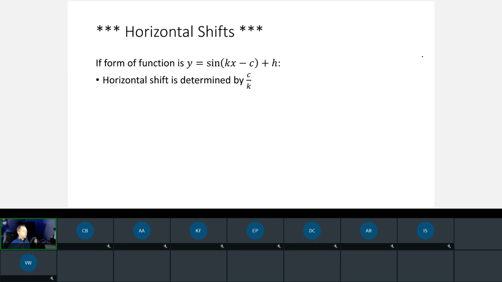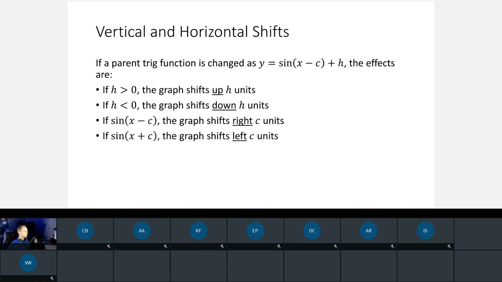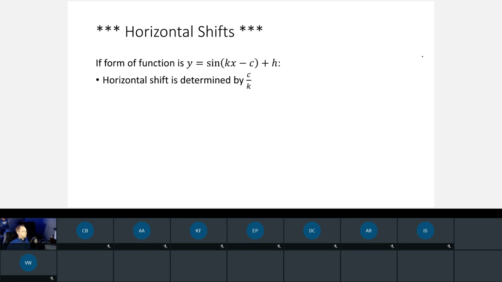So this is important. The horizontal shift is determined by that number divided by the coefficient k. Super important. Can you go back a slide really quick? Sure. All right, hopefully that's crystal clear and not clear as mud, because that would be bad.